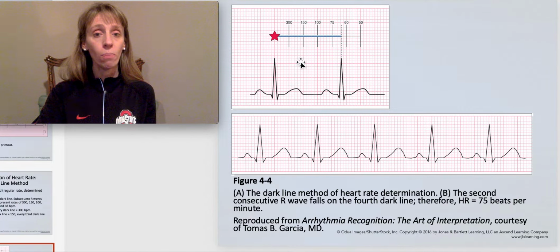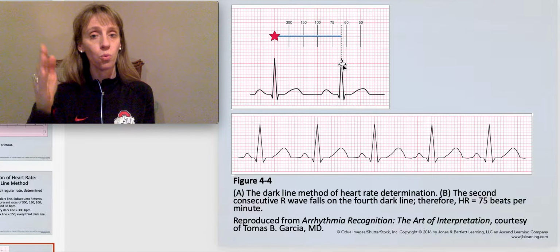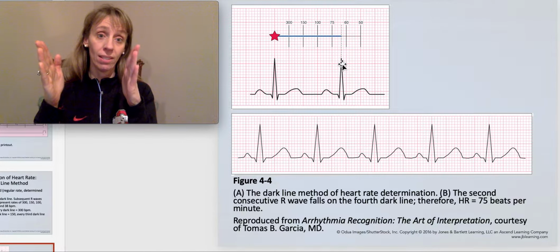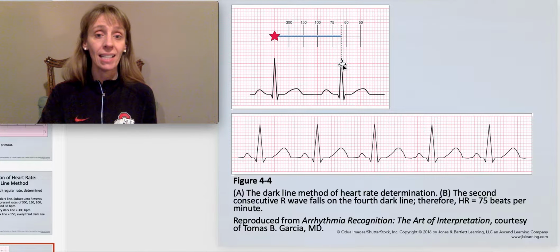Now I'm going to count the bold lines until the very next R wave appears. So here's my R wave printed on a dark line. So this line is going to be 300, 150, 100, 75, and now we have the R wave appears before the 60. So we're going to estimate that this heart rate is somewhere between higher than 60, lower than 75, right? So it's going to be kind of in the mid-60s.